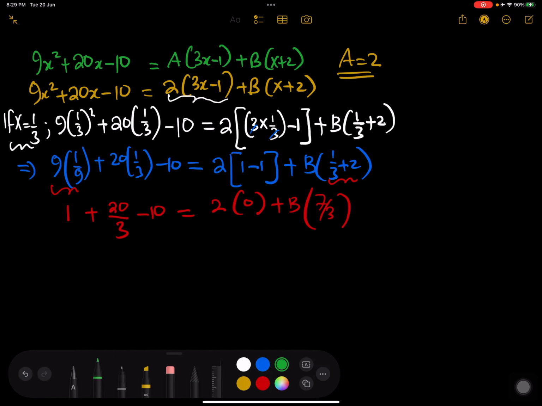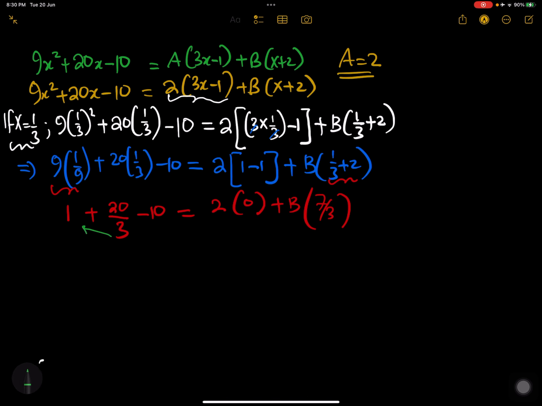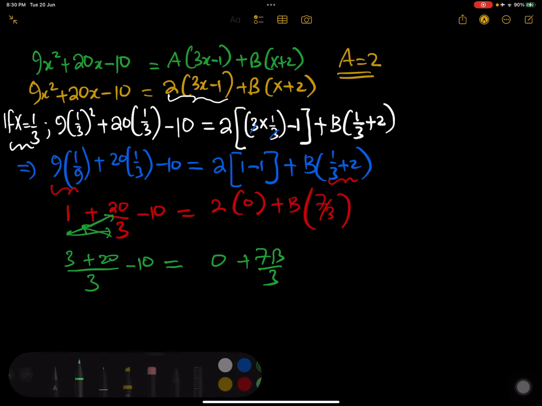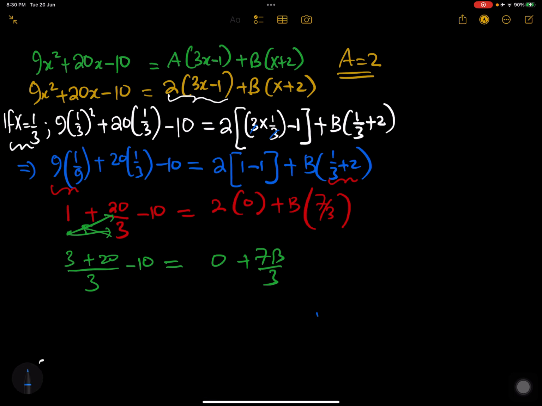So this one here, we can also solve the fraction by multiplying this and this. We get 3 plus, there's an invisible 1 here, which is 1/1. Multiplying this, we get 20 divided by the 1 times the 3, which is 3. And then there's also minus 10 here. It's equal to 0 plus 7b divided by 3. So now, in the numerator here, we are getting 23/3 minus 10 is equal to 7b/3.